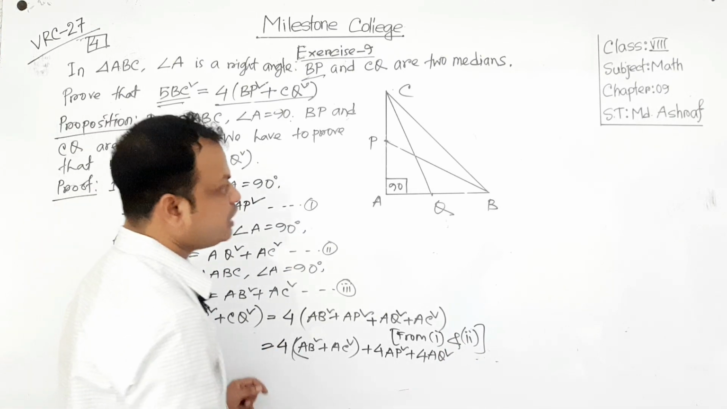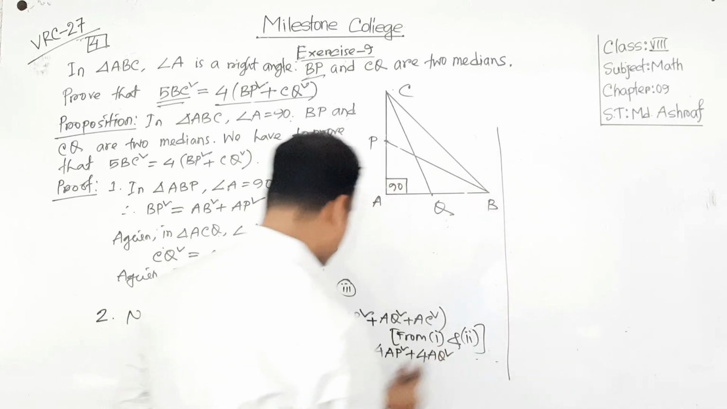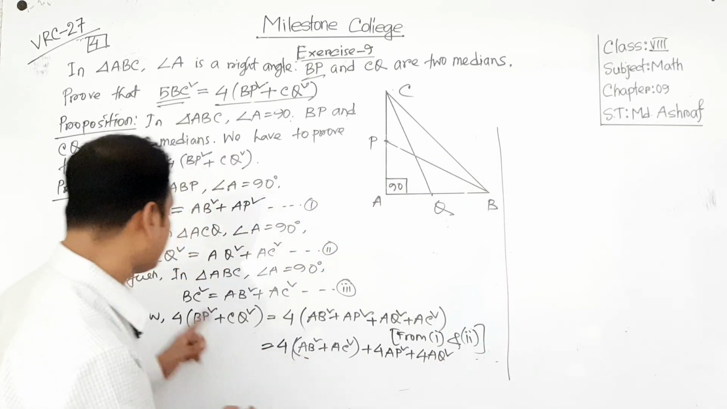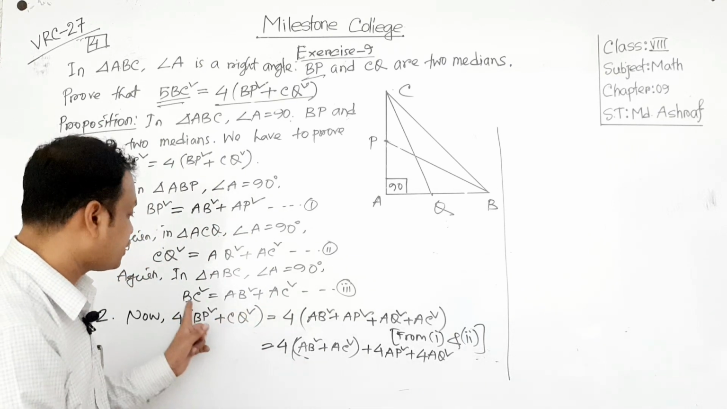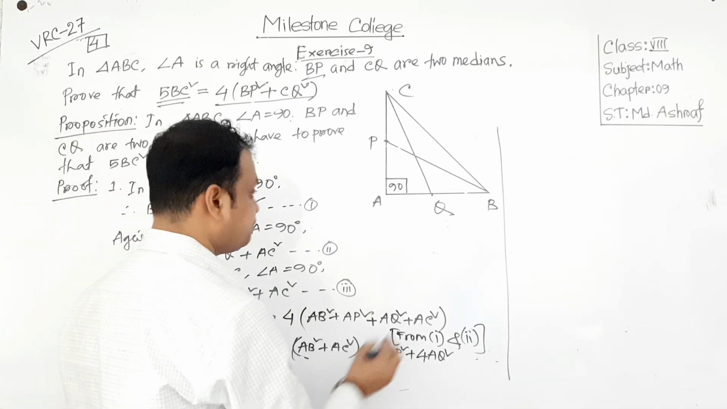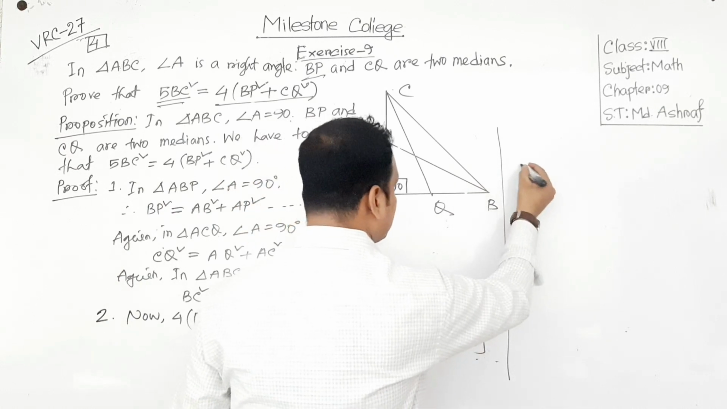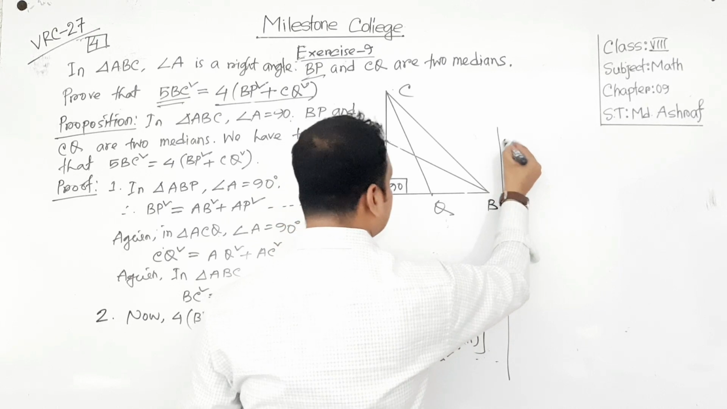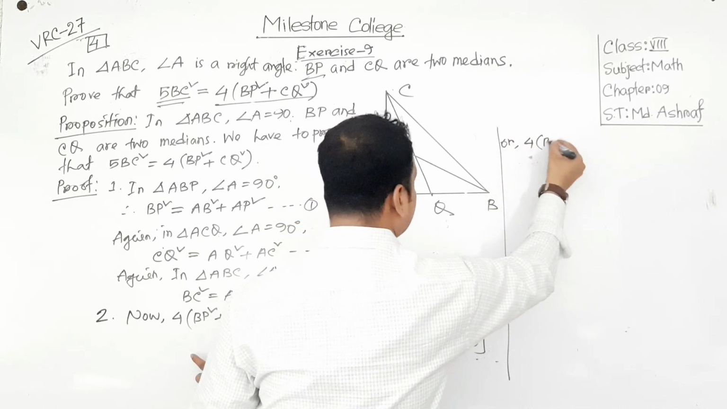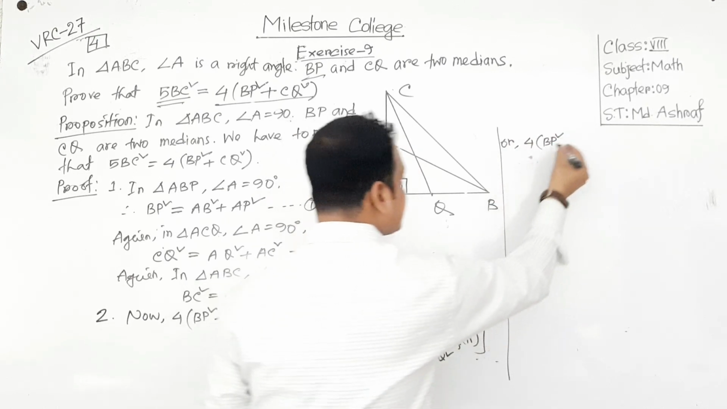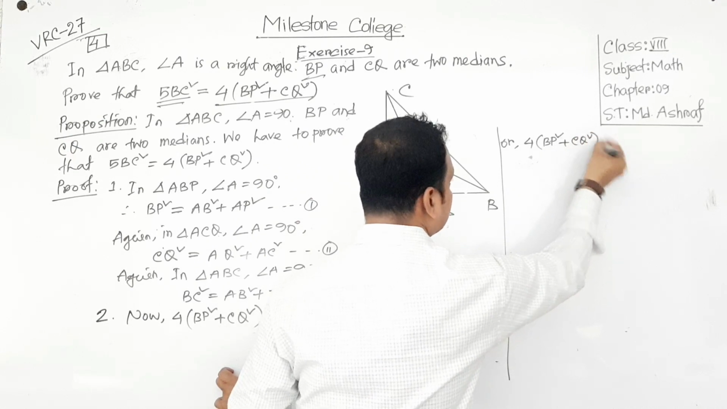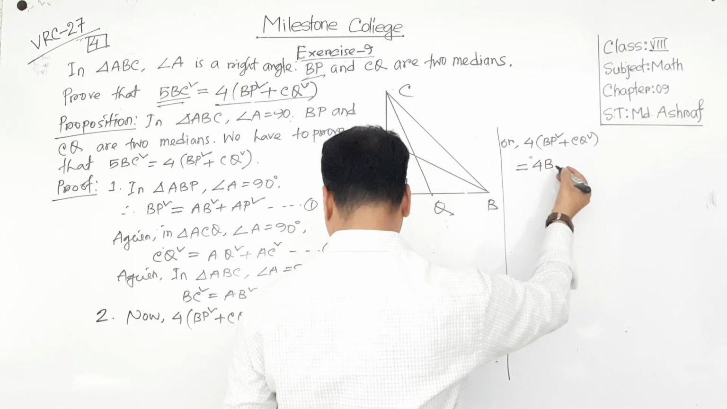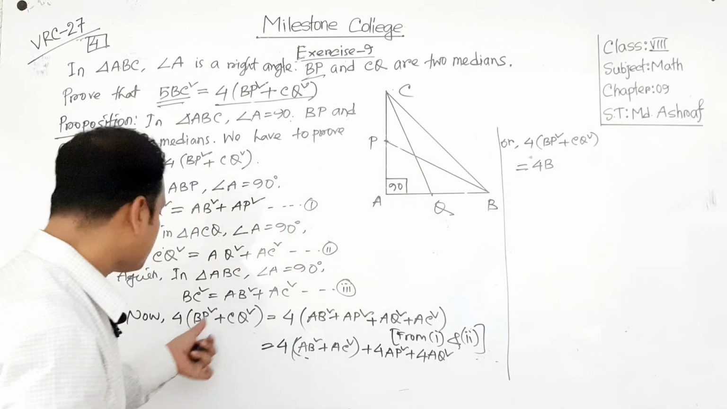I want to write this one here because there is less space. So, 4 into AB square plus AC square equals what? AB square plus AC square equals BC square. So, can we write, again, 4 into BP square plus CQ square equals this one, 4 BC square. 4 into AB square plus AC square equals BC square.